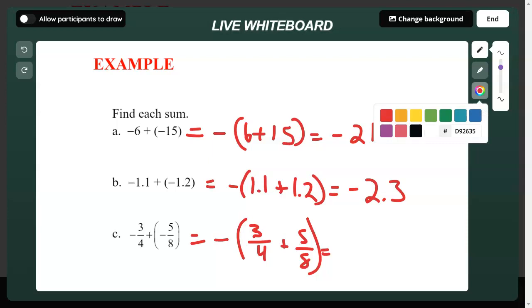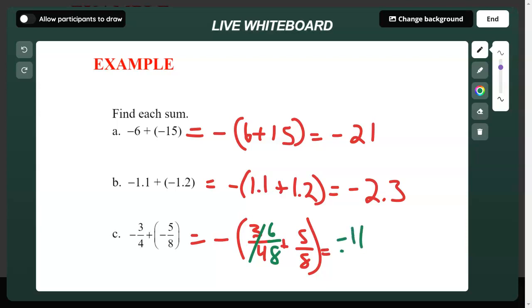Yeah, I need to get a common denominator. So multiply what will give me a common denominator. What would my common denominator for these two be? 8. Okay, I've already got 5/8, so 3/4 is going to become 6/8. And now I can go ahead and add. Okay, so negative 11/8, or negative 1 3/8. All right? Doing okay? Should be refresher.